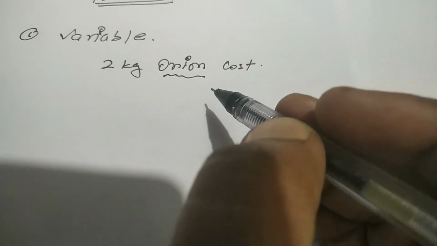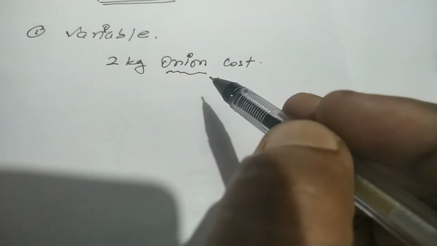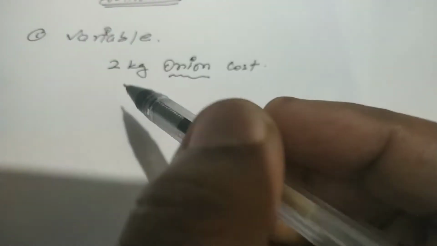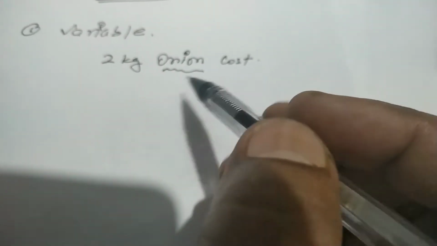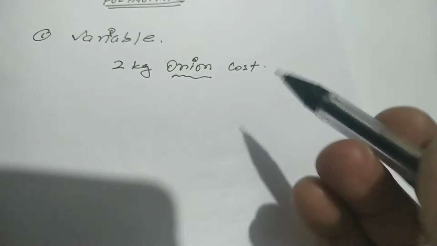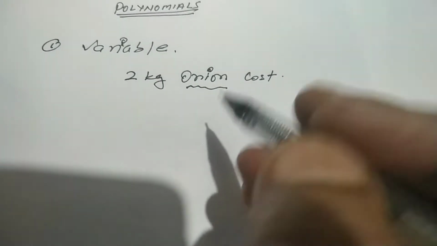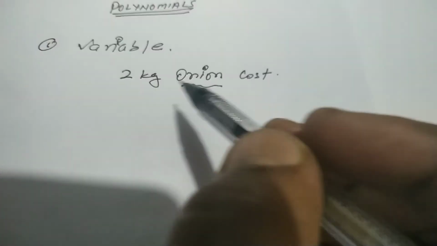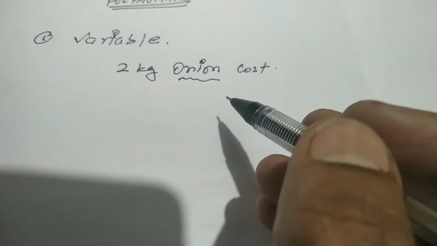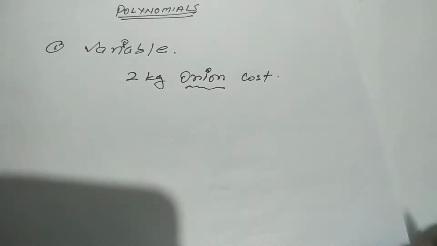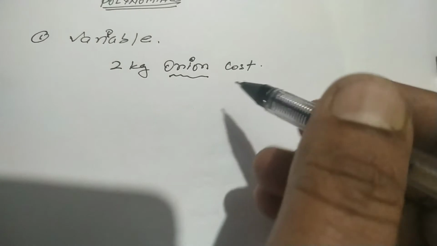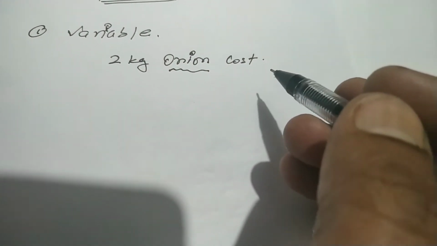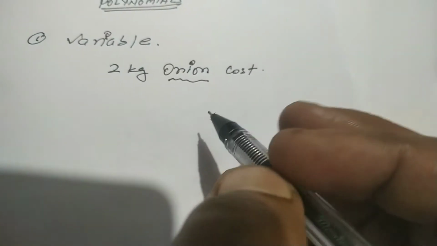So that means the cost of 2 kg onion depends on the 1 kg onion cost. So the cost of onion is varying. It may be 0 and may go up to 100, 200, 300, 400 and so on.